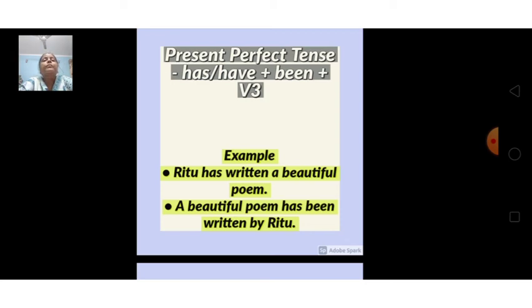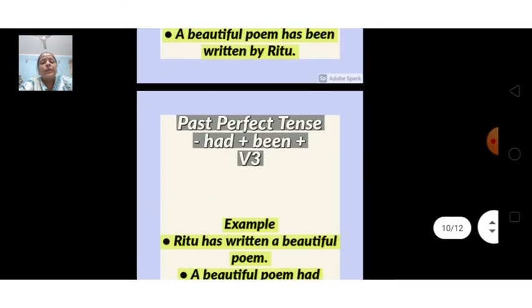Alright. For example, Ritu has written a beautiful poem. The same will follow the structure, and according to the tense we'll do the changes. A beautiful poem. Poem is singular here, so that's why we are using has. Suppose in the sentence, if it has beautiful poems, so at that time we will use have. So be very careful for this. A beautiful poem has been written by Ritu.